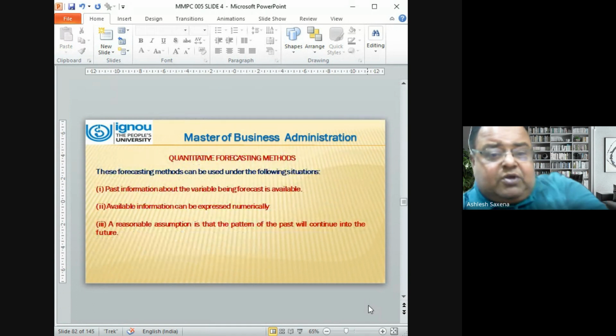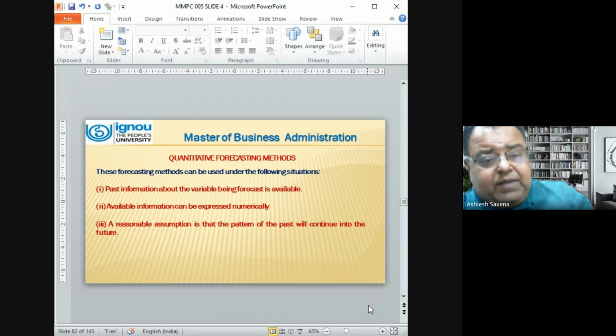Then comes quantitative forecasting methods. These forecasting methods can be used under the following situations. Number one, past information about the variable being forecast is available. Number two, available information can be expressed numerically. Number three, a reasonable assumption is that the pattern of the past will continue in the future.